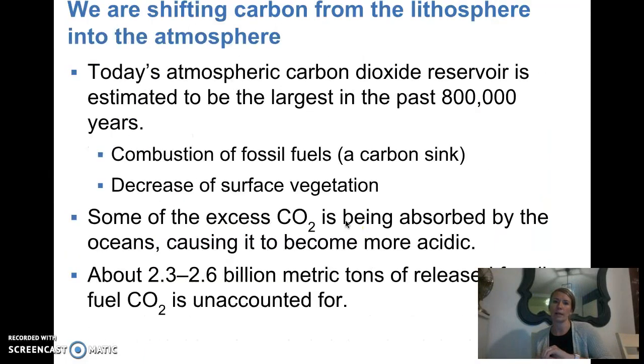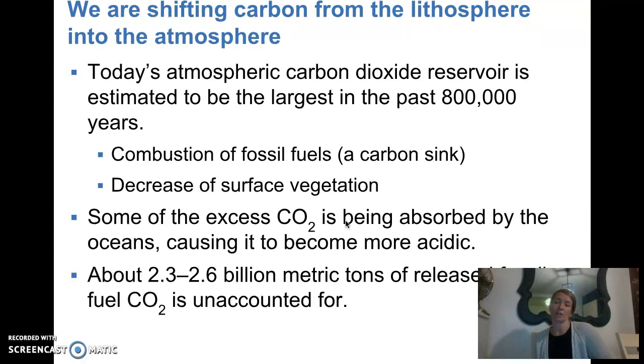But we are now creating a change in the carbon cycle. By now, I mean the last few hundred years. We're shifting carbon from the lithosphere to the atmosphere, the lithosphere being the sedimentary rock where it's stored. And now we're turning the atmosphere into a carbon dioxide reservoir because of the combustion of fossil fuels, and the decrease of surface vegetation. So we're cutting down plants that would be taking the carbon dioxide out of the air, and we're increasing the burning of fossil fuels, which is putting carbon dioxide into the air.